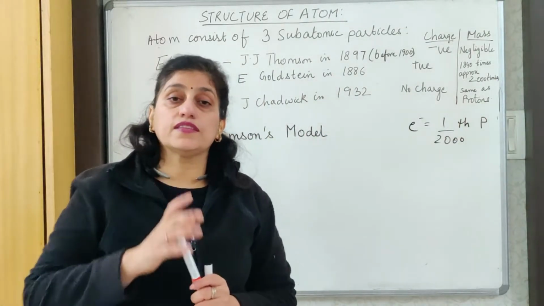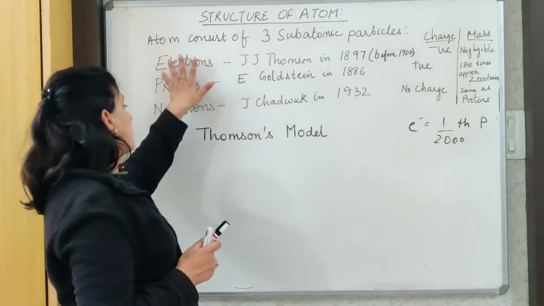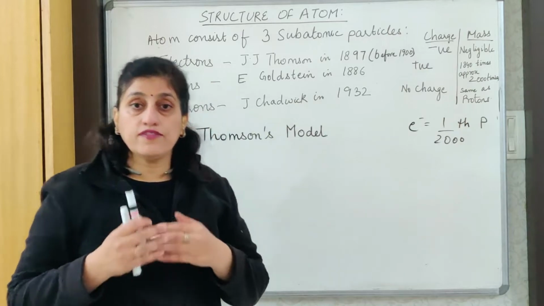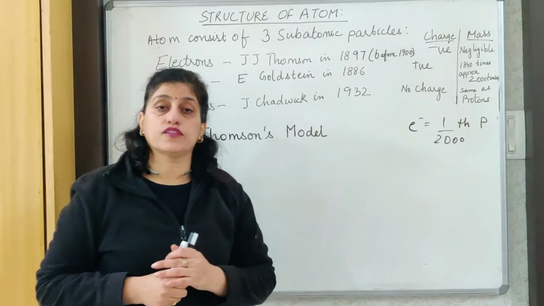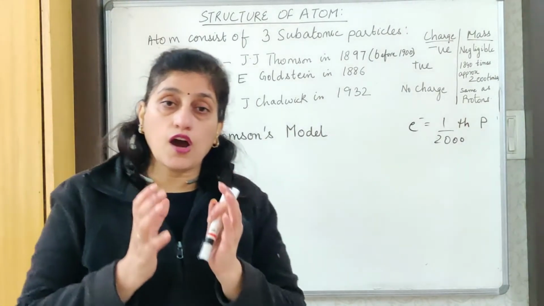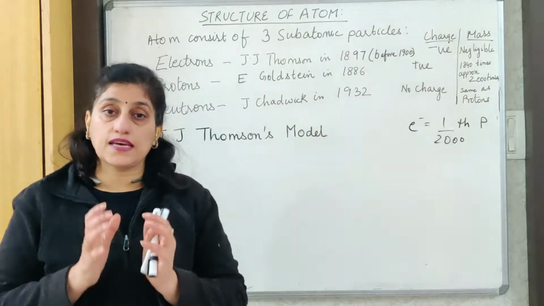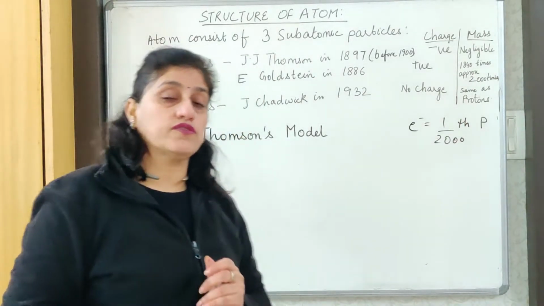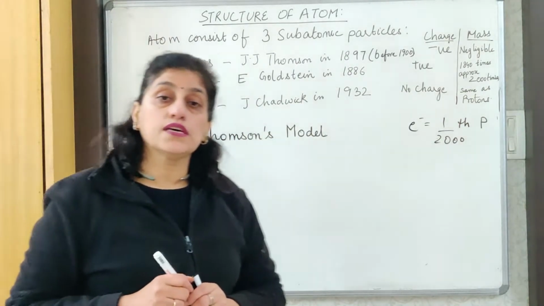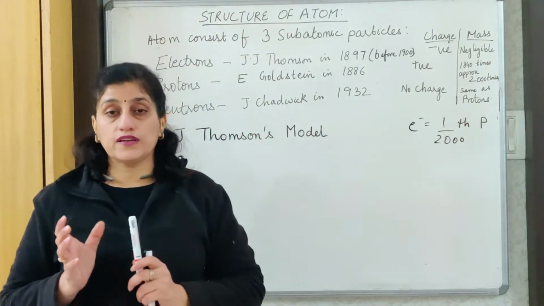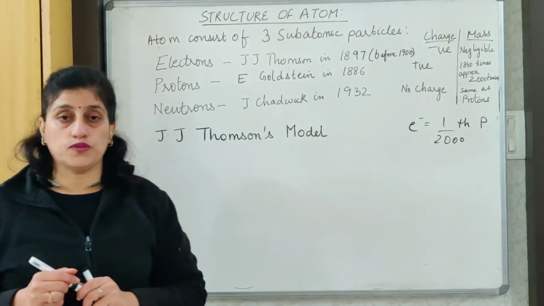After this, when these two types of particles were discovered, that is, the atom consists of electrons and protons, and further studies were made, then JJ Thomson gave his model of the atom. Attempts were made to find how these positive and negatively charged particles are placed inside an atom. So JJ Thomson was the first one to suggest a model for the atoms. How does his model go? First, we'll relate it to a watermelon. He related it either to a watermelon or a Christmas pudding.